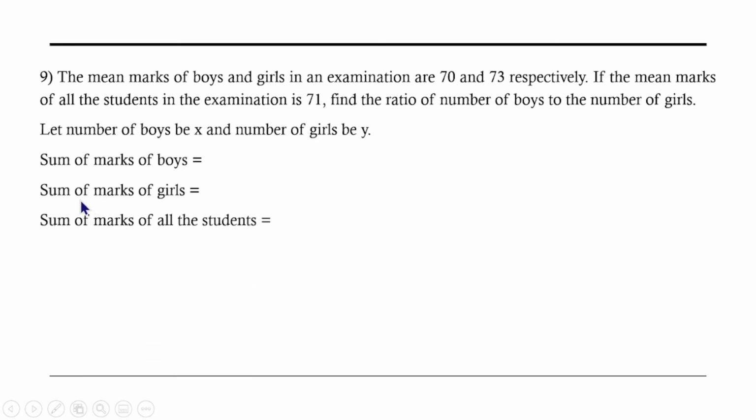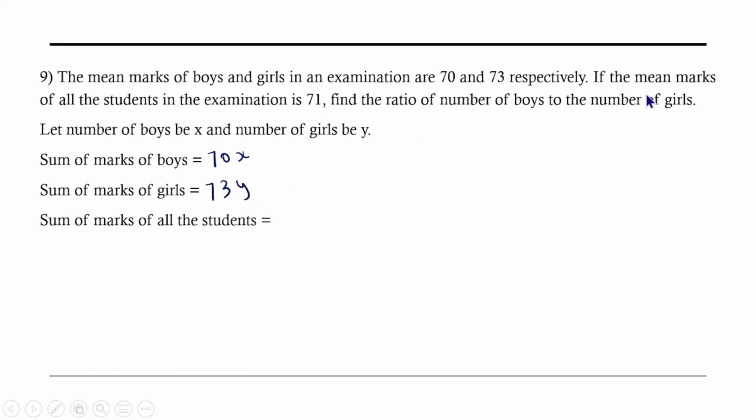So let us take, let number of boys be x and number of girls be y. Then if the mean marks of boys is 70, then the sum of marks of boys will be 70 into number of boys. So it is 70x. Then the sum of marks of girls will be, it is given mean marks of girls is 73, so 73 into number of girls. So it is 73y.